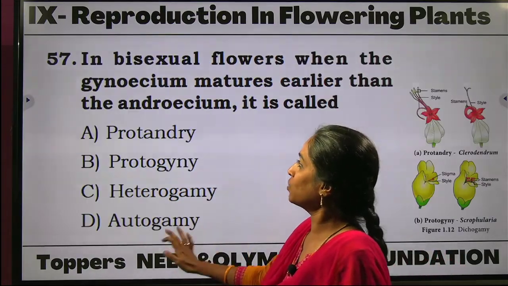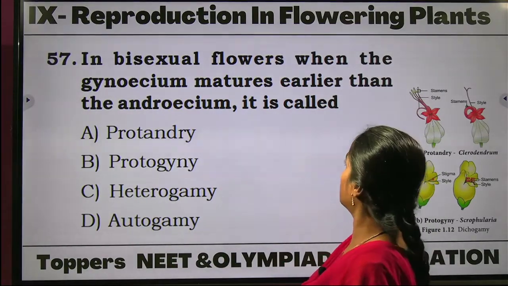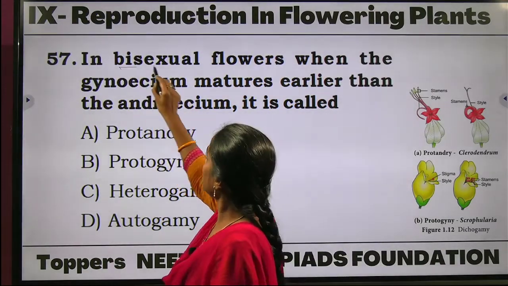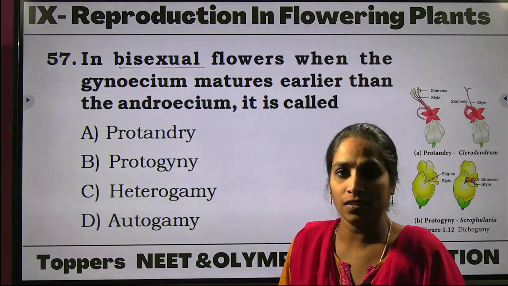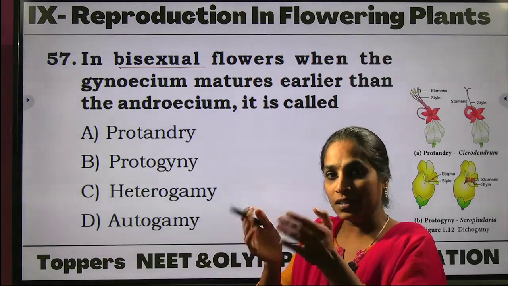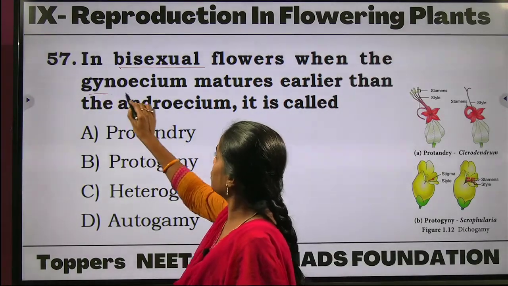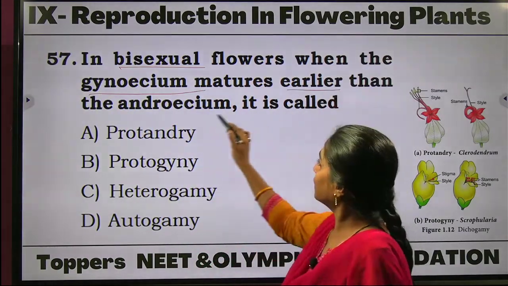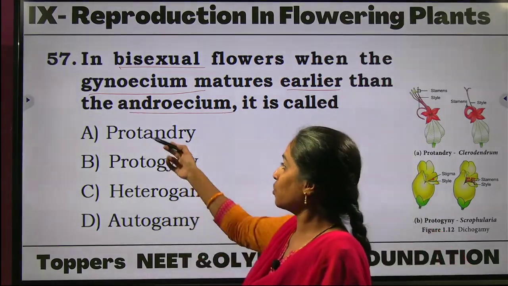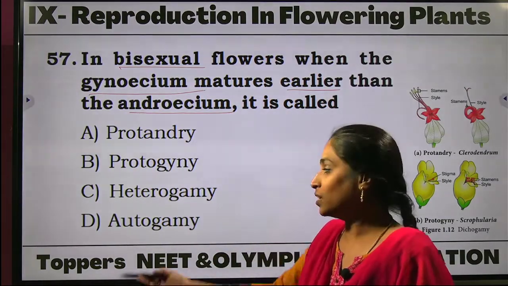Coming to the next question. In bisexual flowers, when the gynoecium matures earlier than the androecium. Bisexual flowers means we can observe both androecium and gynoecium in the same flower. There we can observe the gynoecium matures earlier than the androecium itself. So what is that process called? Is it protandry, protogyny, heterogamy or autogamy?